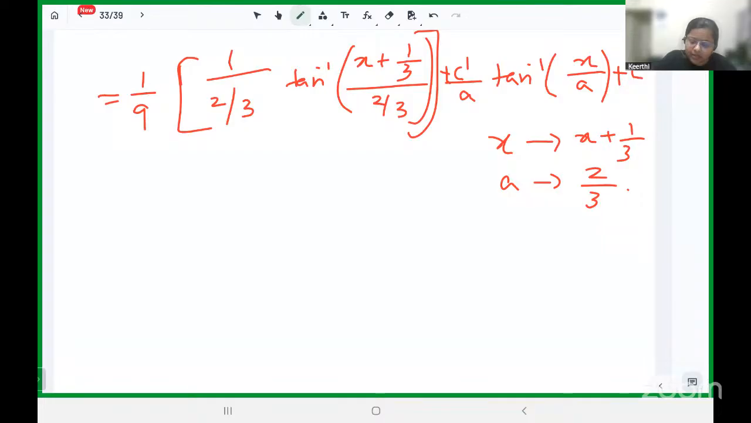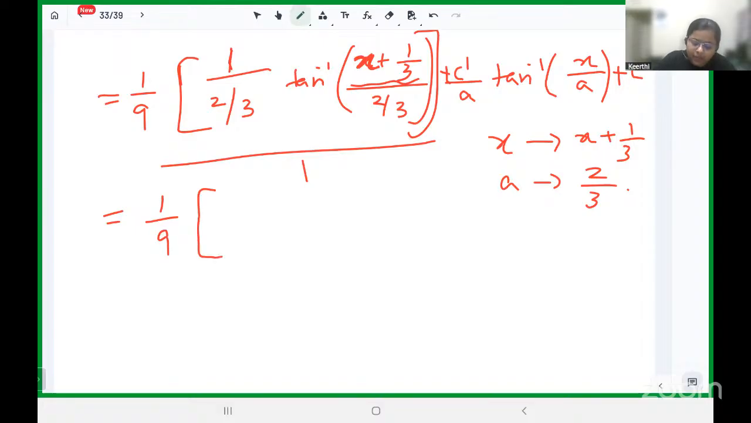Here you can see that x plus 1 by 3 is a linear polynomial, so we can assume it as x. One thing is that you have to divide by the derivative of that linear polynomial. Here the derivative of this linear polynomial is 1 itself, so on dividing it with 1, we get the same function, isn't it? So there is no change happening there. That's why I didn't write it in the beginning.